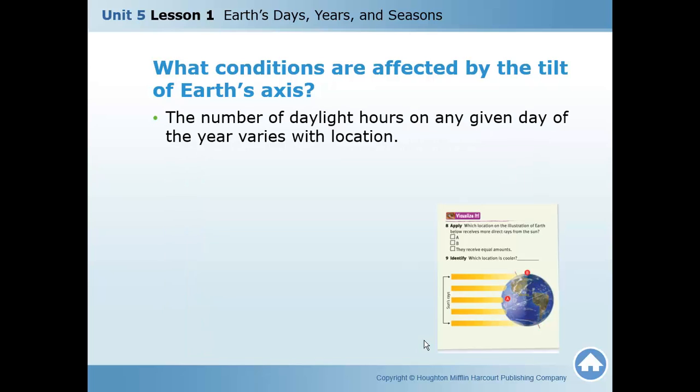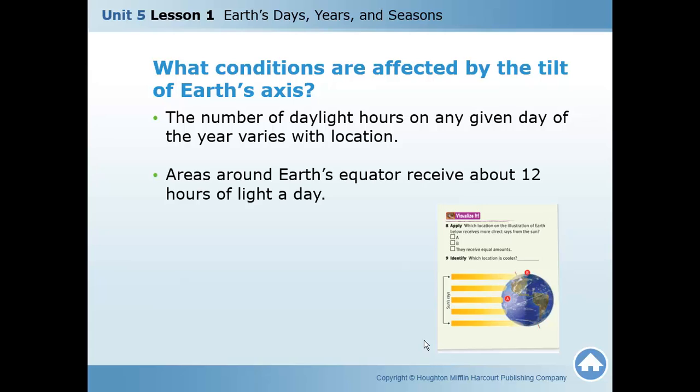The number of daylight hours on any given day of the year varies with the location. You know this, you experience this. We're in a time where we're getting less daylight hours. It gets darker faster right now because we're in that away from the sun location as we travel around the sun. Areas around the Earth's equator receive about 12 hours of light a day, and that's always because the sun's rays are going to hit them more consistently at the same spot because they're less affected by the tilt.